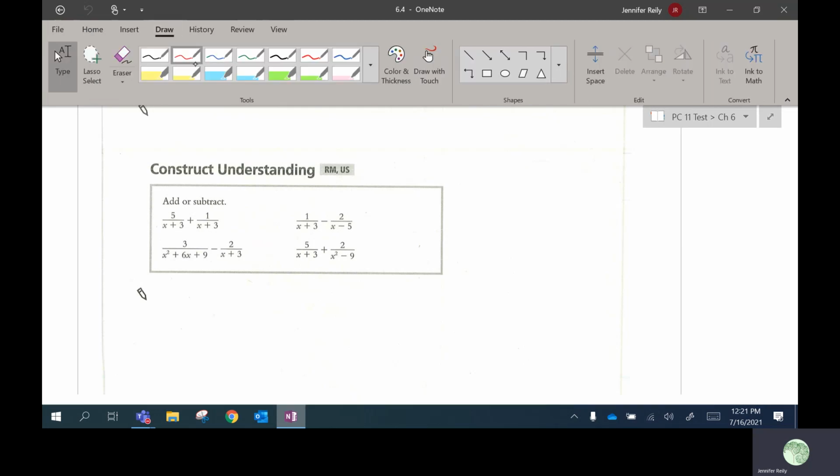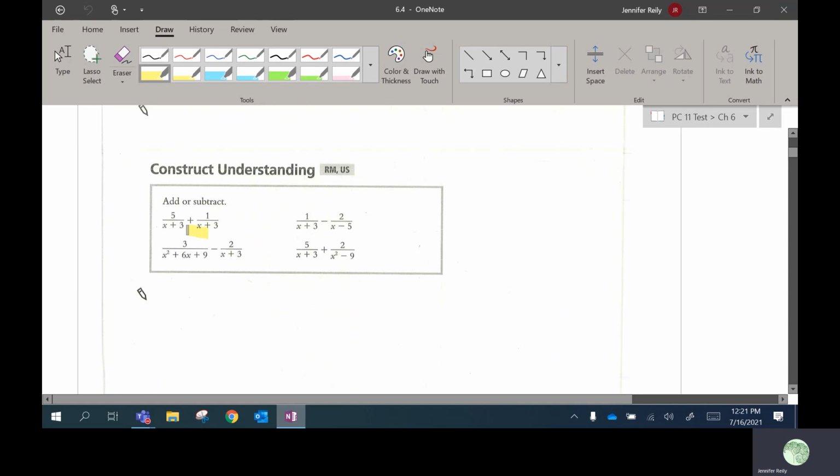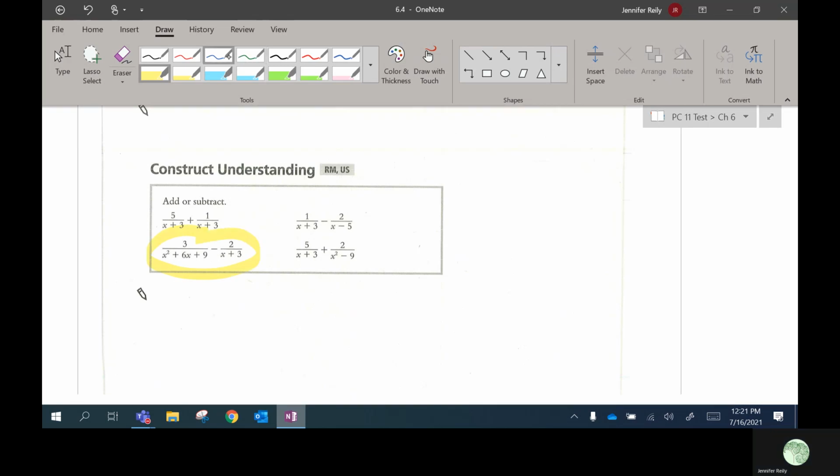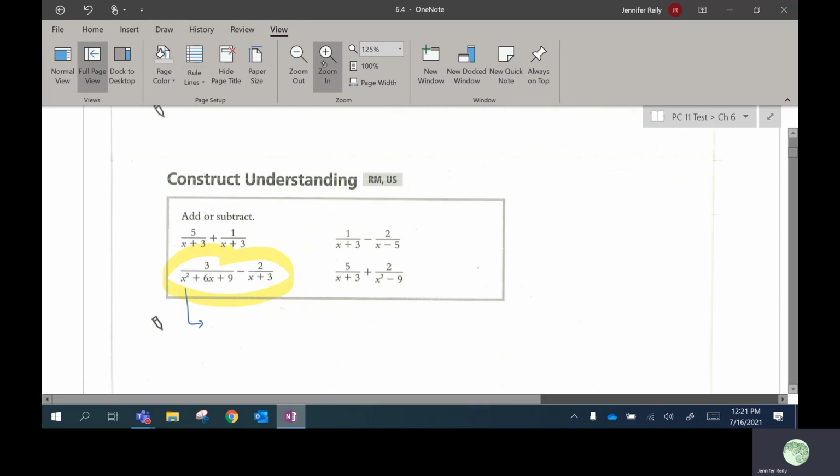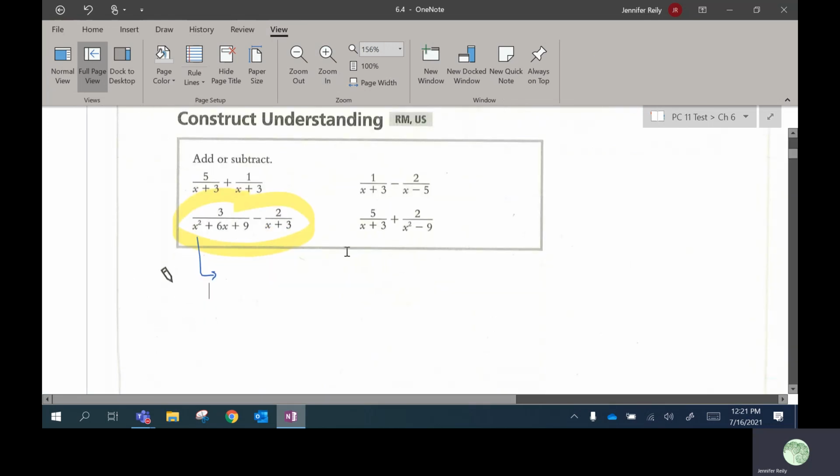Okay, let's do the construct your understanding. I'm going to do this one. So when we are adding or subtracting rational expressions with more than one term in the denominator, what you want to do is first factor the denominators. So this first one can be factored to x plus 3 and x plus 3. The second one is already factored. It's just a binomial there.